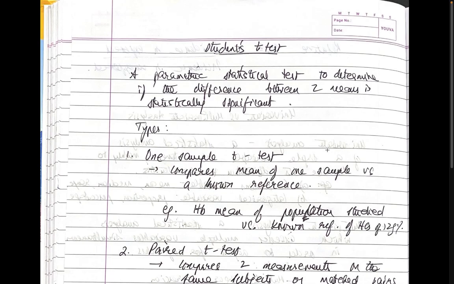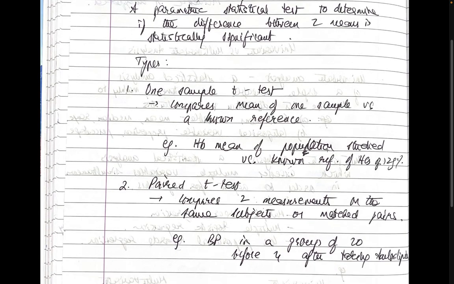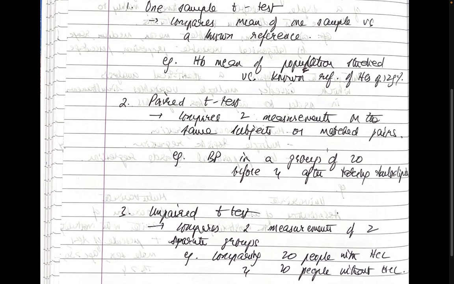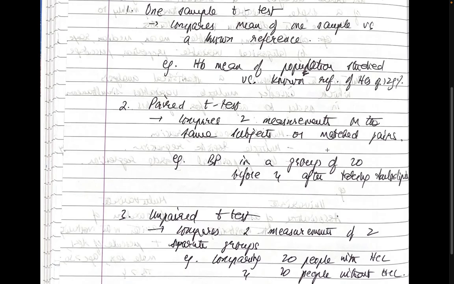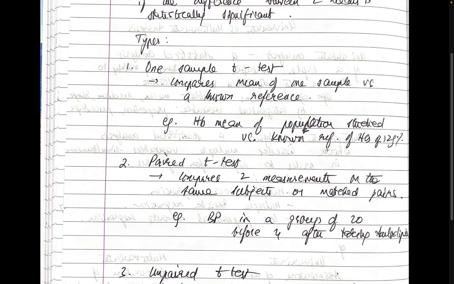Student's t-test is a parametric statistical test to determine if the difference between two means is statistically significant. The types are one sample t-test, paired t-test, and unpaired t-test. One sample t-test, you compare means of one sample versus a known reference. Example, hemoglobin mean of a population studied versus the known reference, say 12 grams.